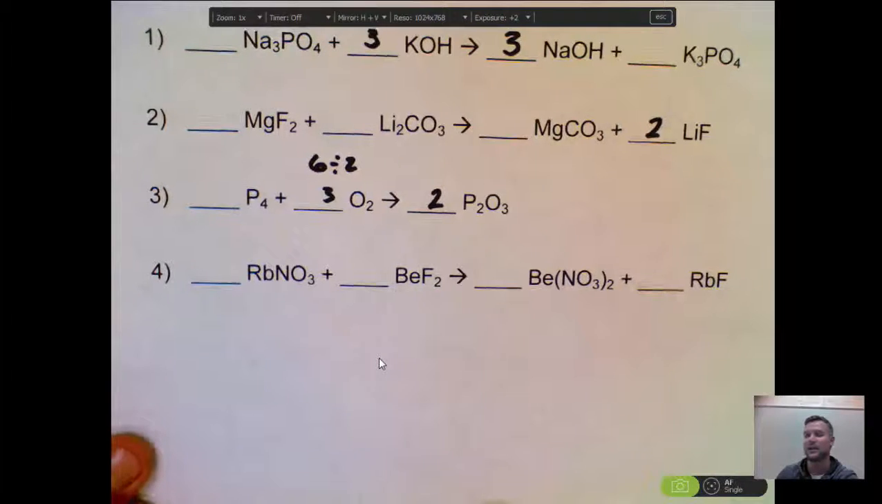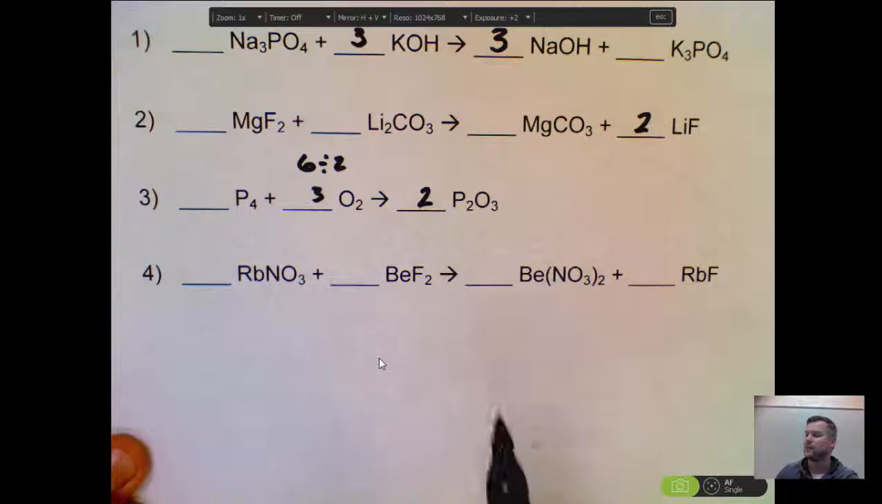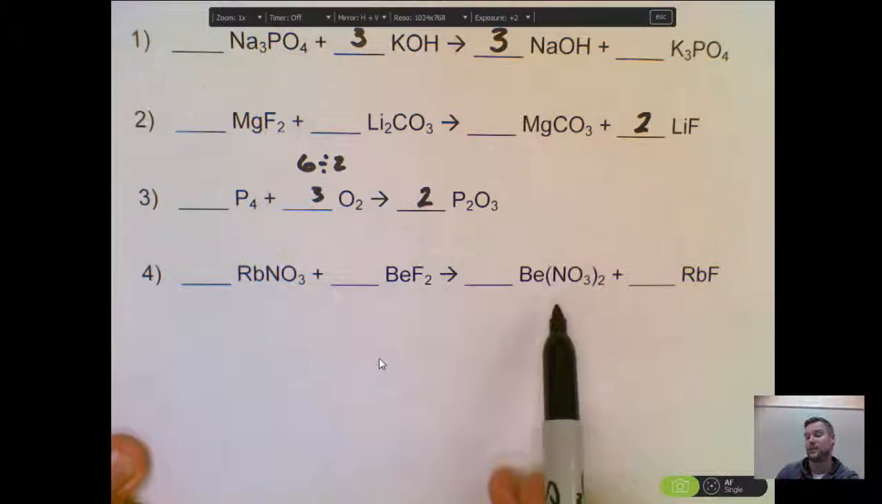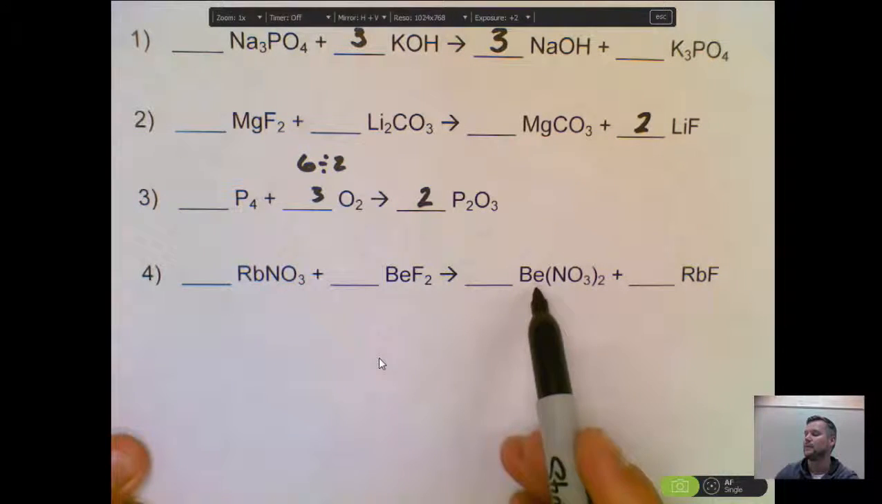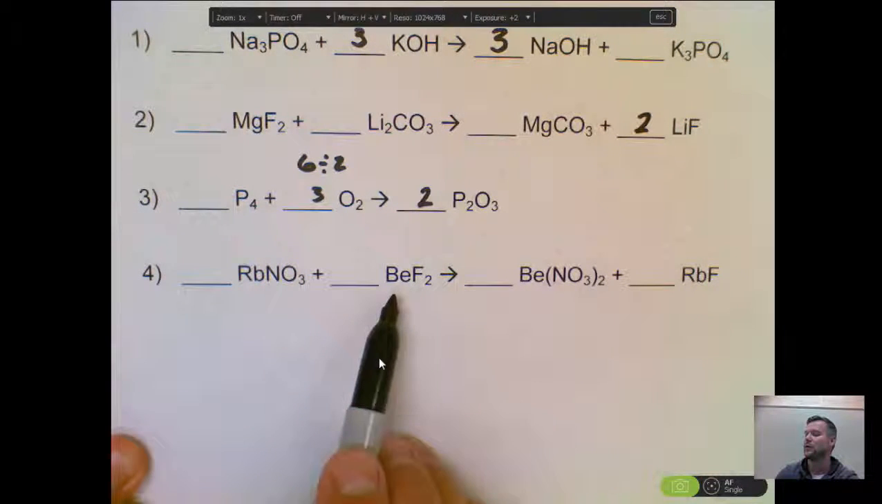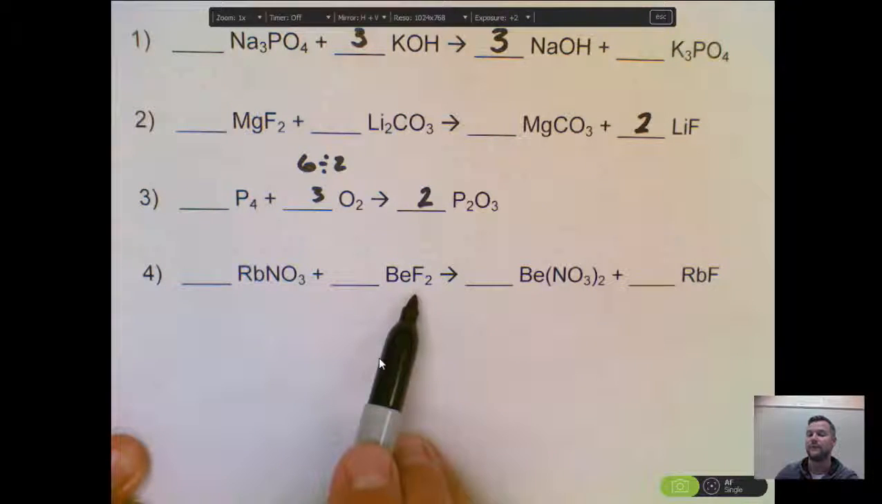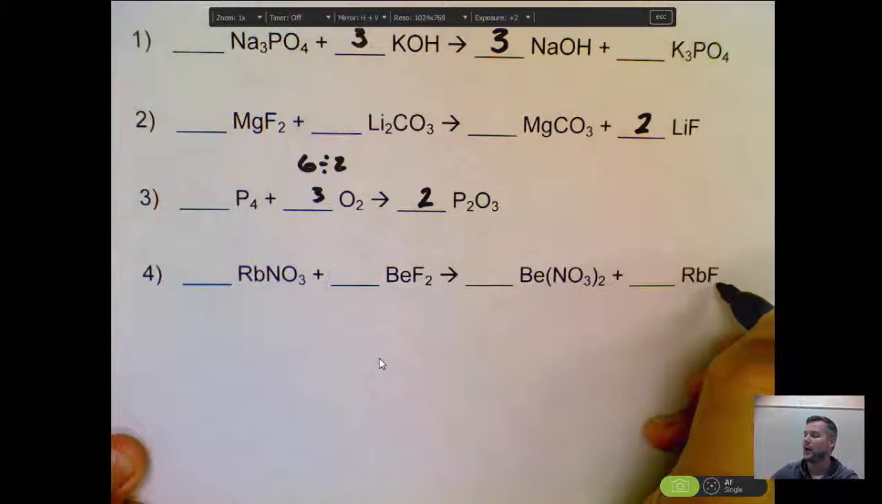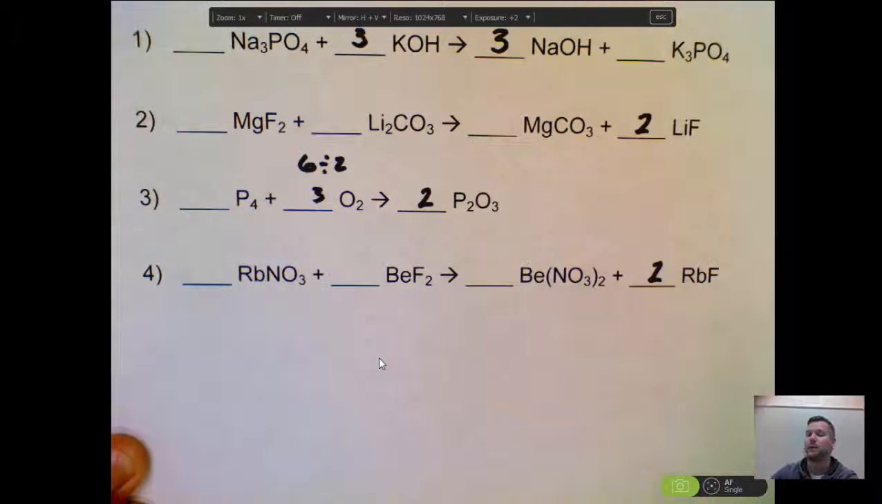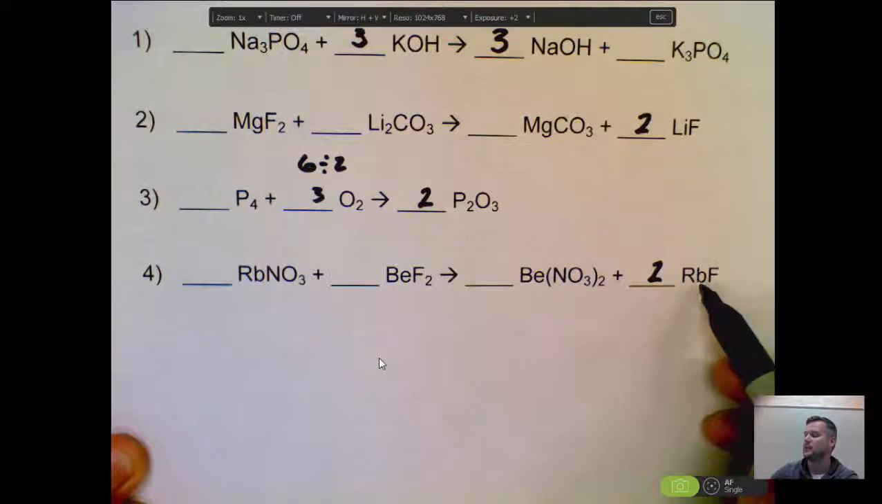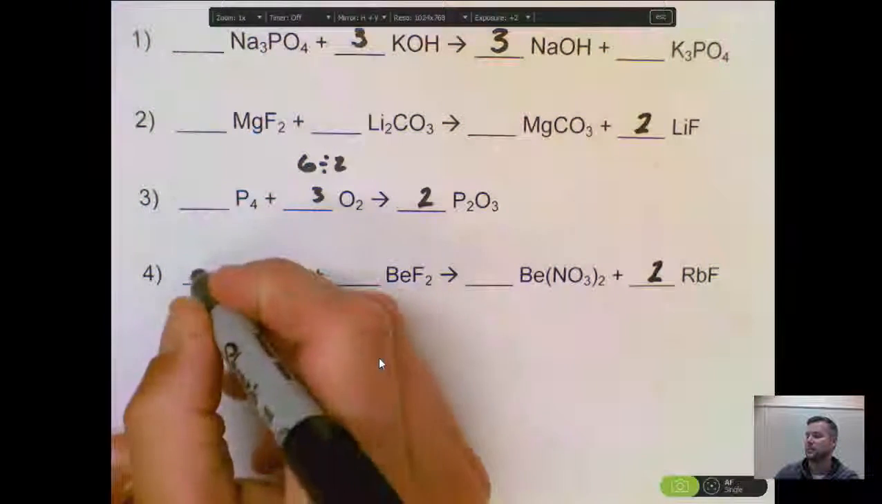And then finally, problem number 4, this would be my most difficult looking formula, at least to me. I see 1 Be, so we're good right there. I see 2 F's, I see 1 F, so I need to multiply by 2. I see 2 Rb's, and I see 1, so I need to multiply by 2.